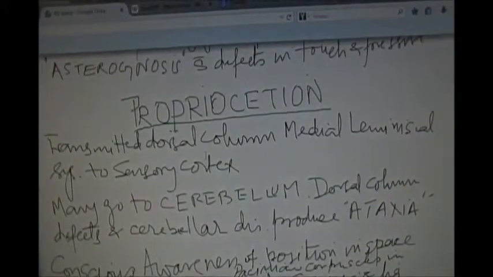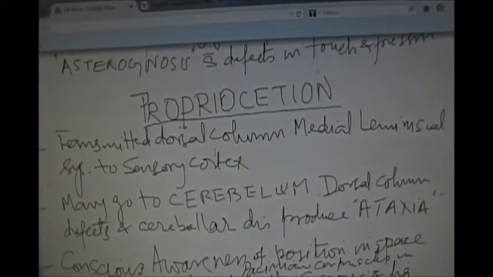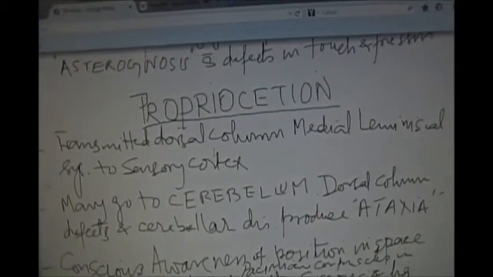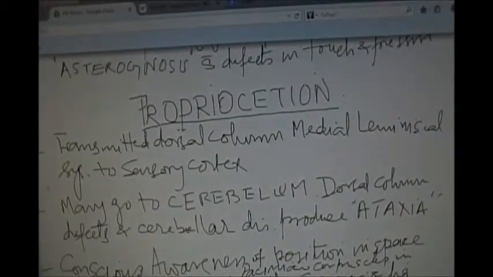The proprioception. The proprioception is transmitted through the dorsal column or the medial lemniscal system to the sensory cortex.